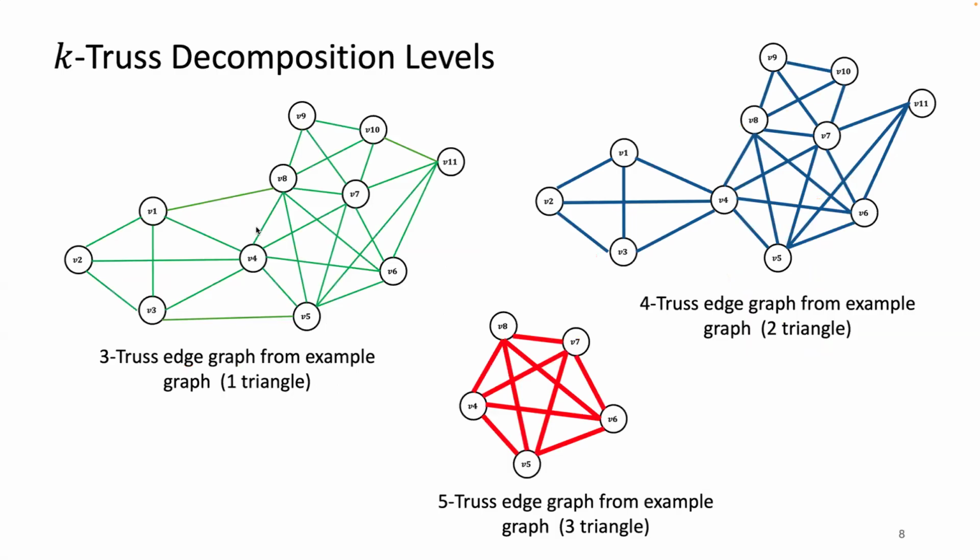So the overview of the decomposition levels. The entire graph is the 3 truss edge graph.